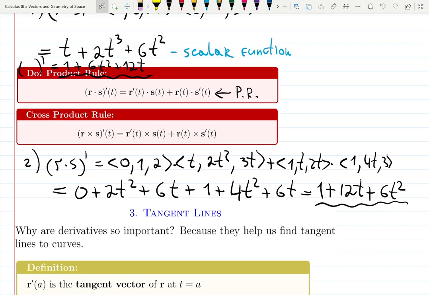So with the cross product, you remember how to do it the long way. We're not going to do it. You practice at home with all the determinants and stuff like that.